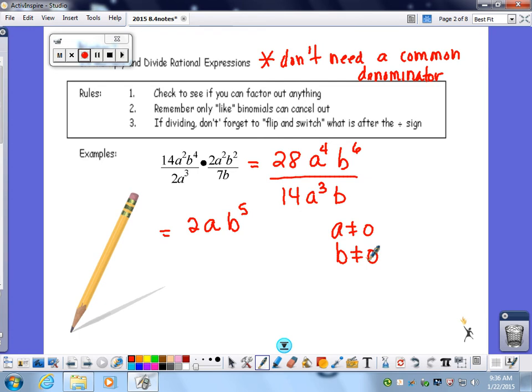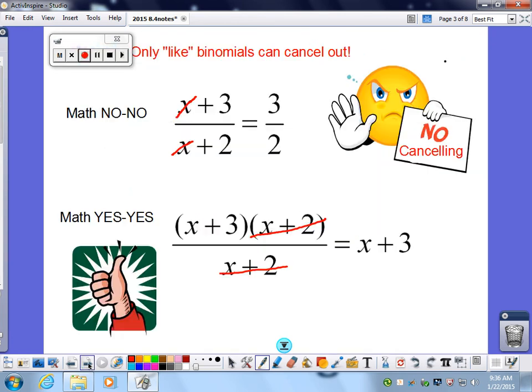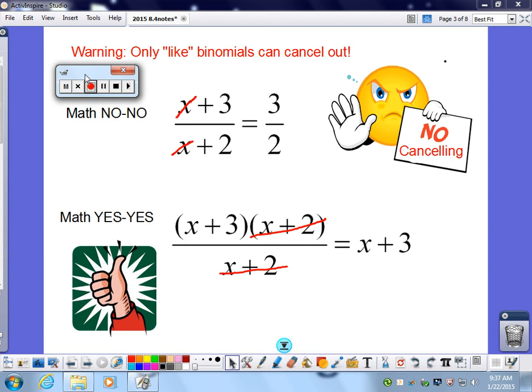Alright, let's look at one that's more like what's in Unit 7. First of all, let's talk about what it means to be a like binomial. Warning, only like binomials can cancel out. Look at this big math no-no in the first one. We have x plus 3 over x plus 2. It's mathematically incorrect to cross out those x's and get 3/2. It doesn't work mathematically. Let's try it with numbers.